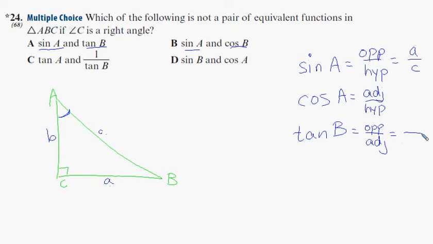So here we're shooting from angle B, right? And let me just change this color here. So we're shooting from angle B, which means we're looking for the opposite, which is b, right? So b over the adjacent, which is going to be a. All right, so we have b over a.